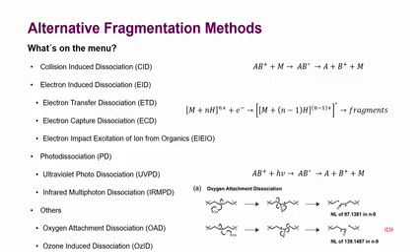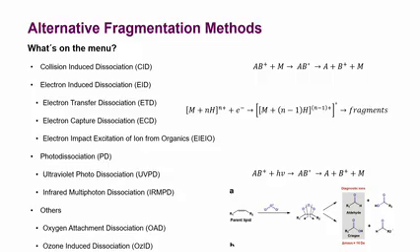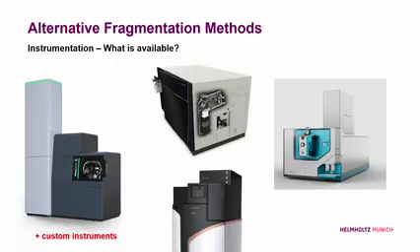For example, oxygen attachment dissociation, where you have the attachment of oxygen radicals to the double bond, which allows you to very easily and very nicely locate double bonds. But this is a very specific question, specific to lipids, for example. Likewise, there's also ozone-induced dissociation, where you do the same thing with ozone. OzID, for example, is commercially available, but it is something where most people still build their own instruments. You need an ozone generator, and you have to introduce the ozone to the collision cell. But these are very specific questions, so we won't cover them today.